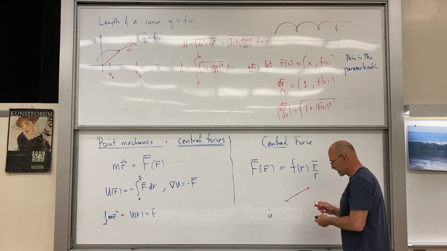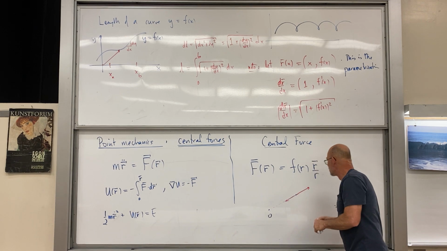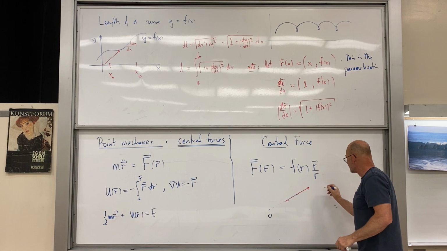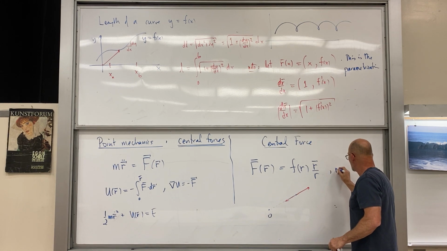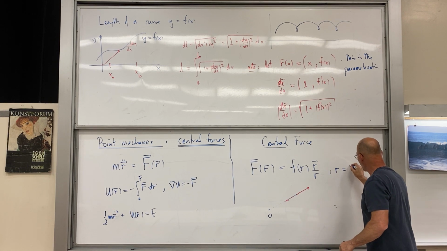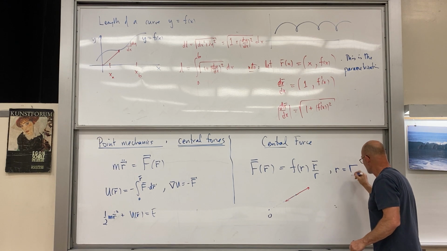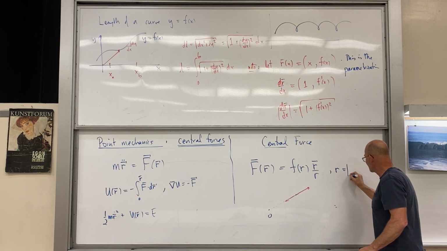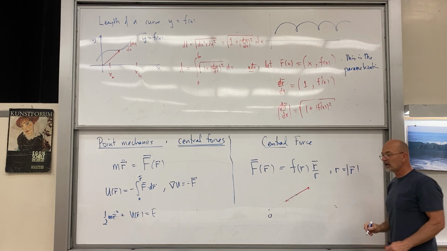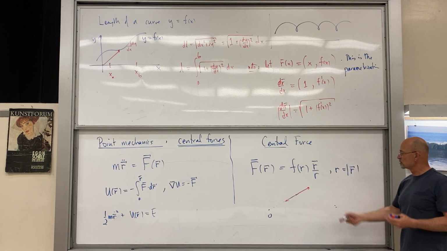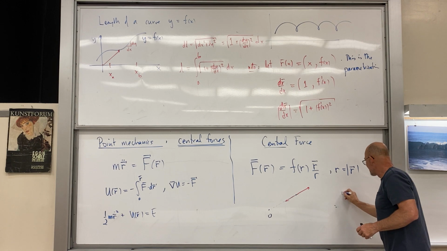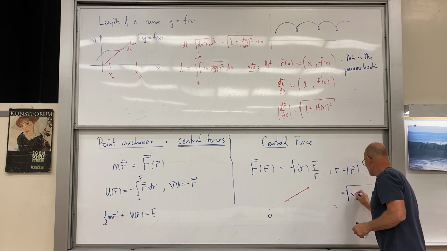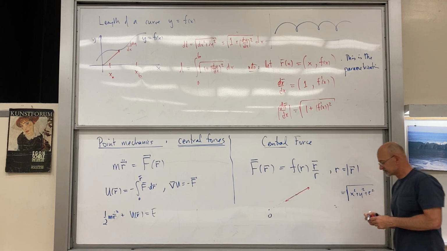And we should make sure we write that this lowercase r is equal to the magnitude of our vector. Not a square root, it is the magnitude of our vector. And since we're in 3-space, that is the square root of x squared plus y squared plus z squared.